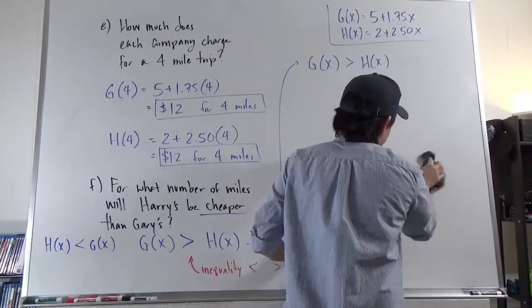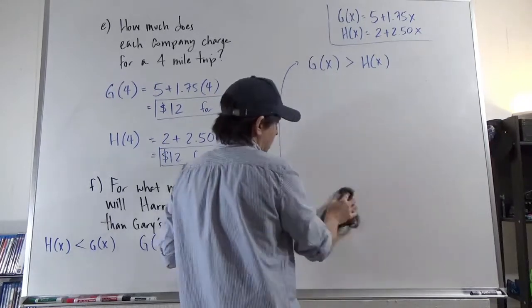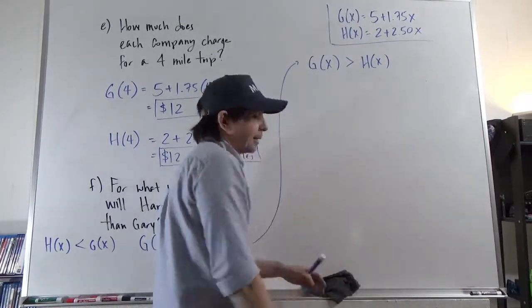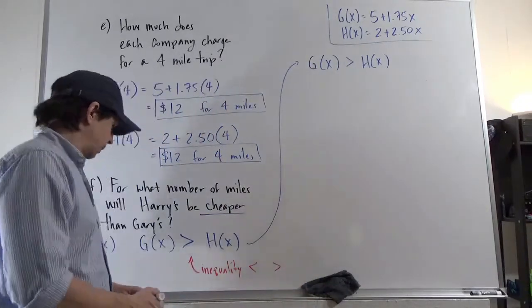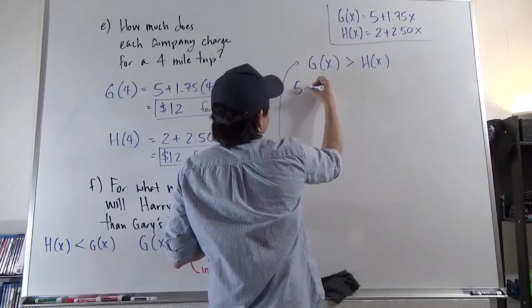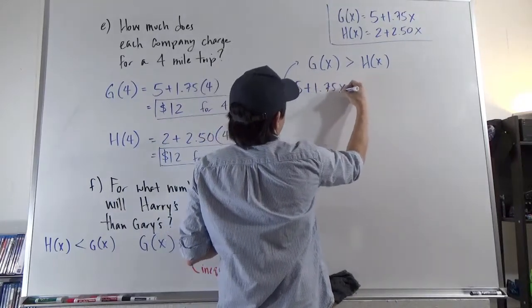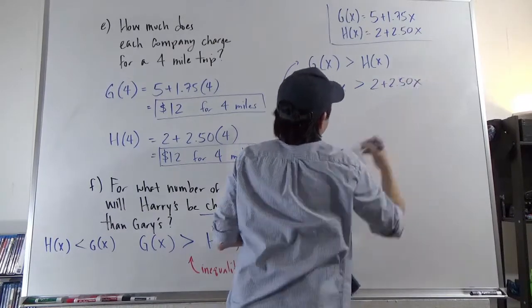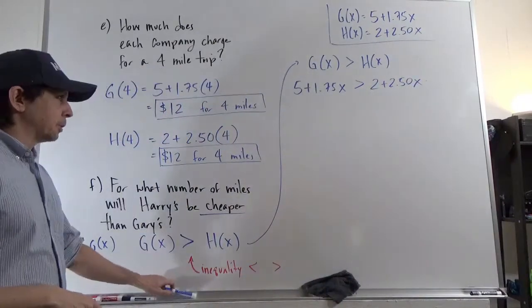So a lot of the steps will be the same as far as what I do, but I'll need to keep track of whether the inequality is preserved or whether it switches, and at the end get an inequality. And then we'll talk about how to interpret that. Anyway, Harry's 5 plus 1.75x, Gary's 2 plus 2.50x, and the inequality between them now.